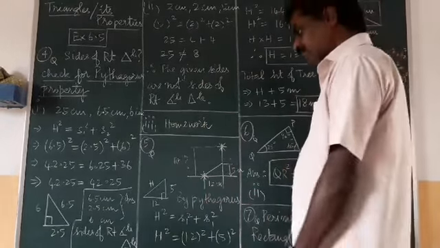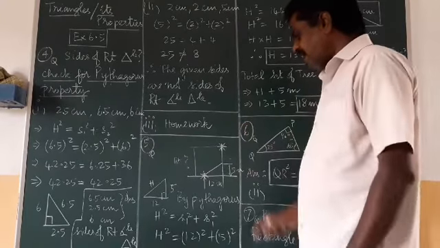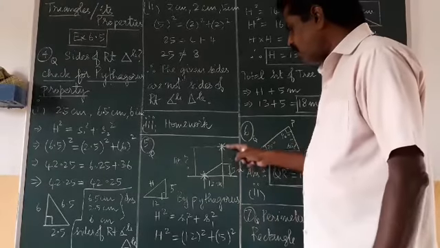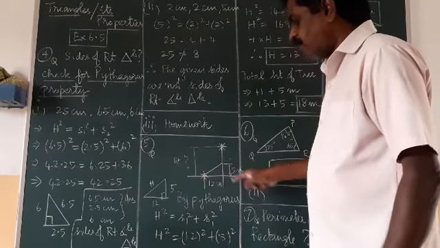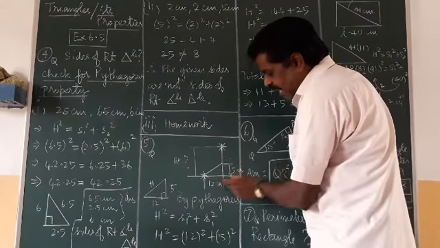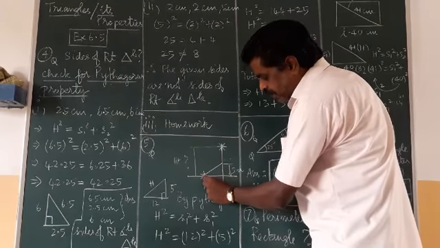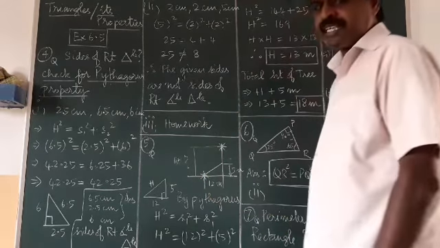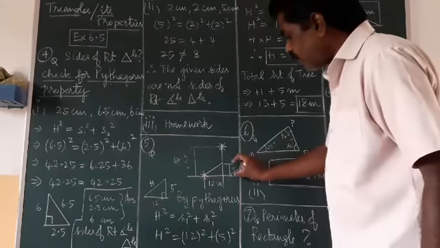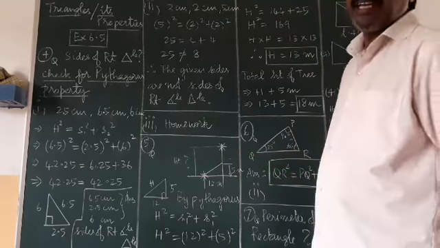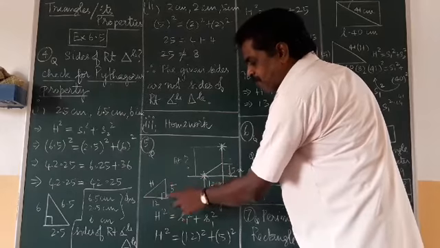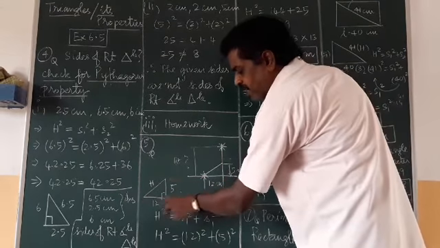Fifth question. What is given in the fifth question? A tree is standing erect, and due to wind it is breaking down. It breaks and touches the ground, and where it breaks is 5 meter high, and the distance from the foot of the tree to where it touches the ground is 12 meter. So how long is the broken part? It represents a right angle triangle. Vertical height 5, horizontal 12.